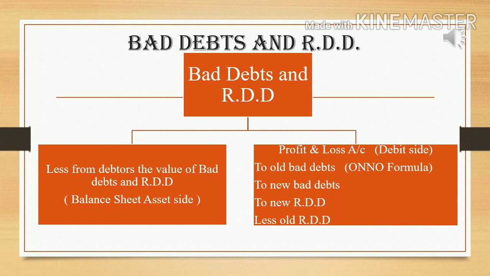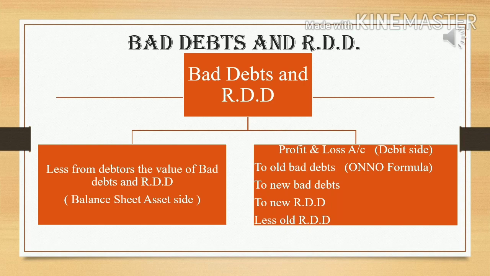Just learn it stepwise. You will go to the profit and loss account, debit side. Now whatever amount we are not going to get from our debtors is basically a loss. So where do we record loss? We record it in the profit and loss account, debit side. Correct? So in the profit and loss account, debit side, we will remember this ONNO formula. O-N-N-O. O stands for old bad debts, N stands for new bad debts, again N stands for new RDD, and the last O stands for old RDD.